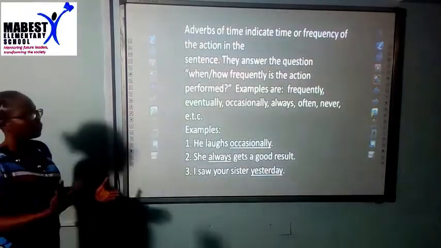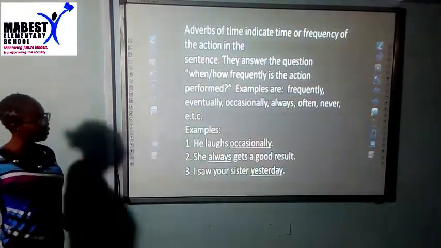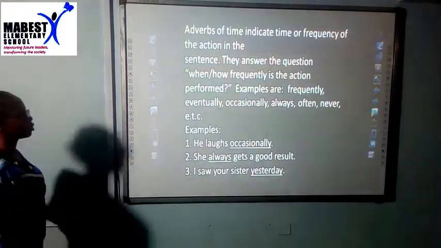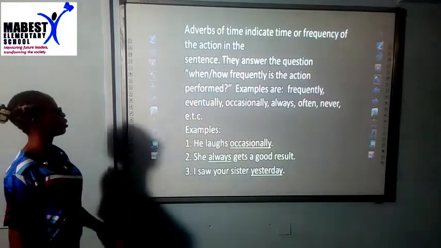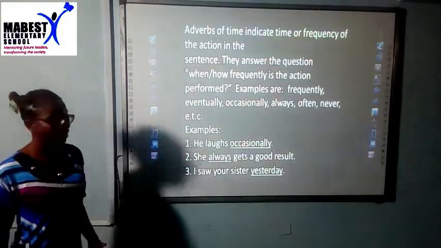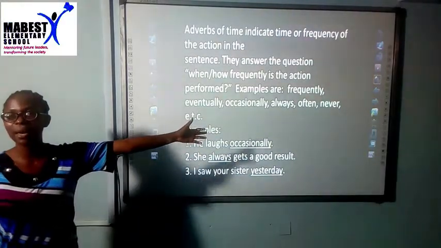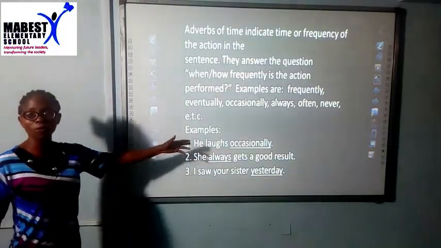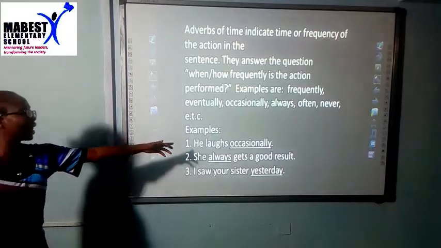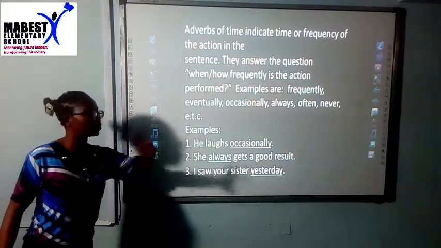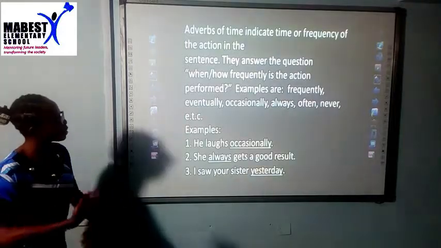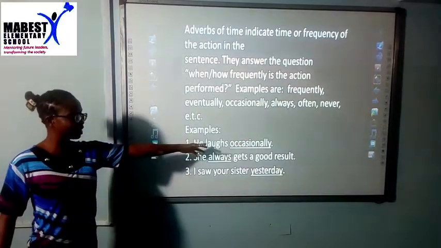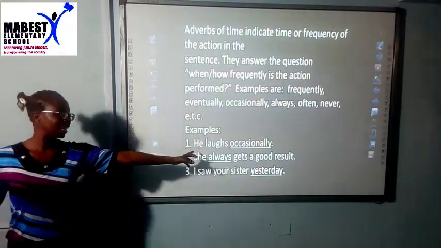Examples are frequently, eventually, occasionally, always, often, never, and so on and so forth. So we have examples there. One, she laughs occasionally. That occasionally is what? It is the adverb in the sentence. Occasionally is giving us more information about the verb laugh. The verb in this sentence is laugh, and occasionally is telling us the frequency of the action being performed by the subject, which is she.